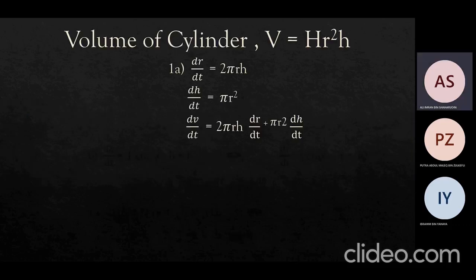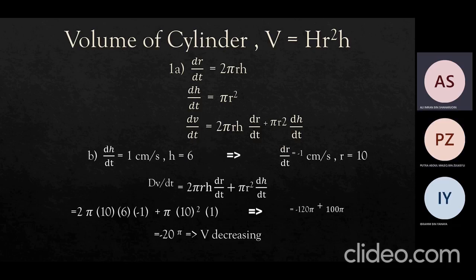To solve this question, we need the volume of a cylinder, where the formula is volume equals pi r squared h. So dV/dr is equal to 2 pi r h and dV/dh is pi r squared. Let's combine both of them together. You get dV/dt equal to 2 pi r h dr/dt plus pi r squared dh/dt. To solve question B, let's go to question number B.